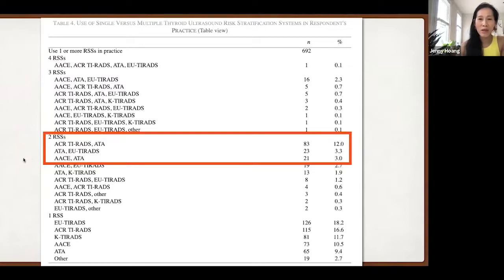When I saw these results, that honestly was the reason that I was so motivated to get these results out to the thyroid community, to let them know that because we have so many risk stratification systems, this is really confusing for providers and patients, and leads to inherent inefficiencies. And therefore, it further supports the argument for having a universal risk stratification system.